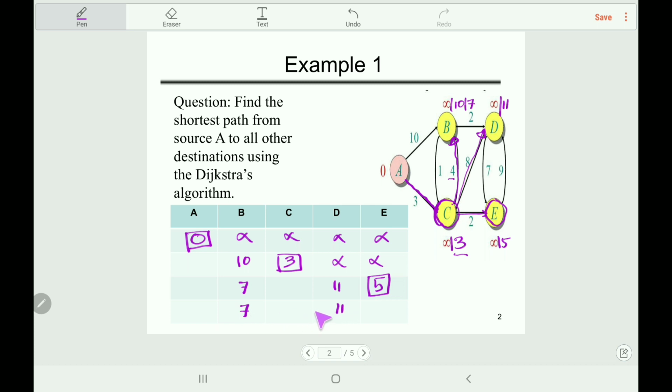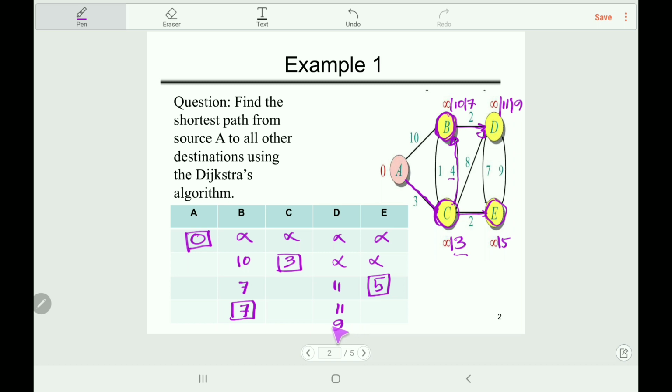Now the minimum among these two is 7. Means we are here in B. So from B we can move to D, which takes the value 7 plus 2. So total 9, which is smaller than 11. So we should remove this edge. Now the minimum value in this node is 9. So we should update this value with 9.